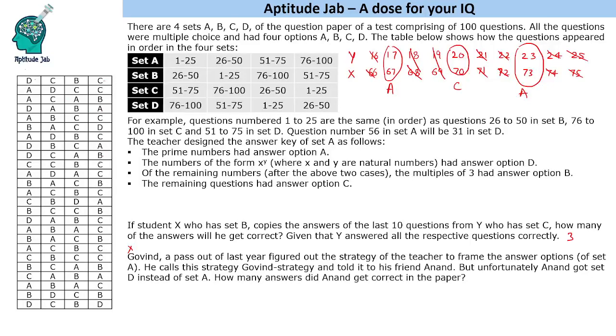Then we will just keep count of this. So this matches, so one question done. This matches again, second match, and then third, then we have the fourth question matching, fifth question matching, sixth question matching, and then seventh question matching, eighth question matching. So far 8. So in the first 25 he got 8 correct.